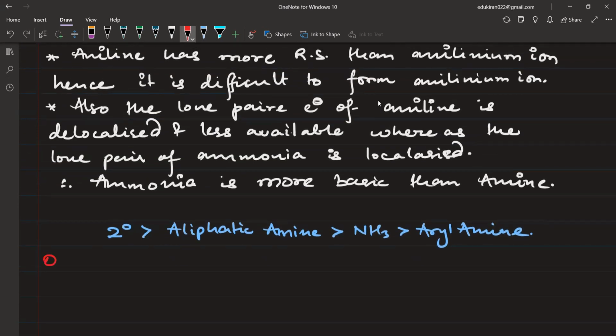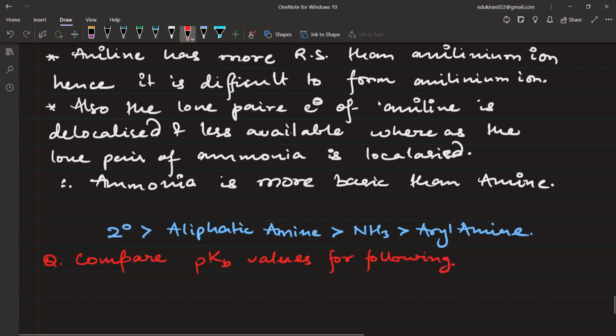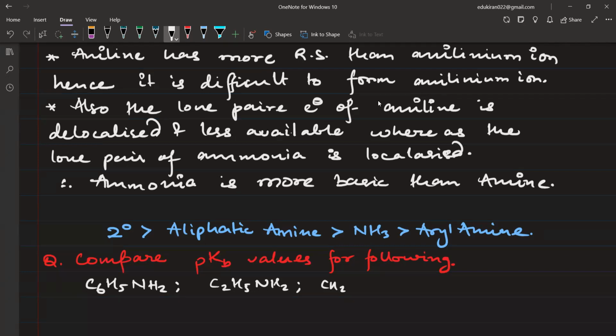सवाल लिखिएगा एक. कंपेयर द बेसिक स्ट्रेंथ ऑफ फॉलोइंग. ऐसा लिखिए, कंपेयर pKb values for following. C6H5NH2, C2H5NH2, (C2H5)2NH, at last we have NH3.